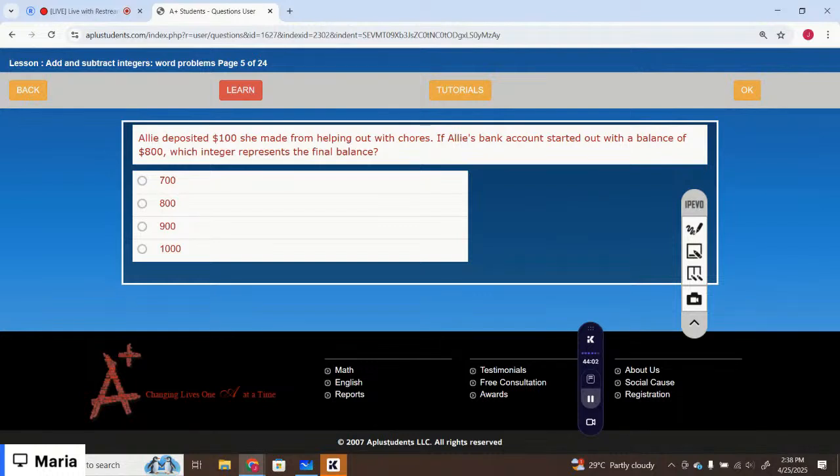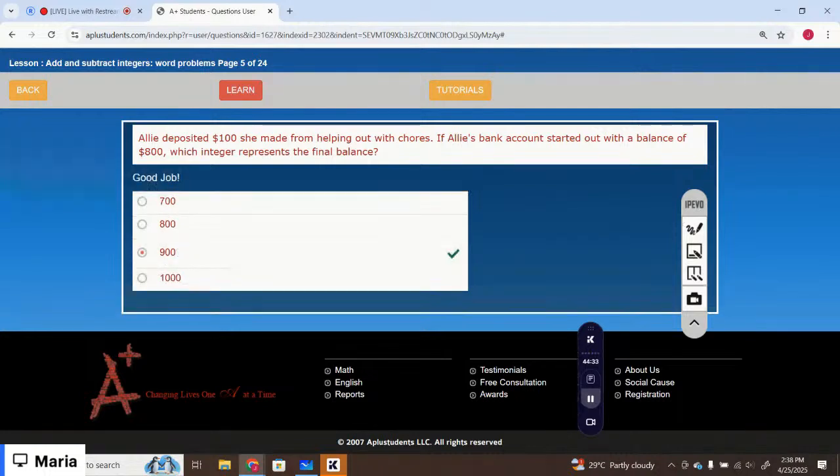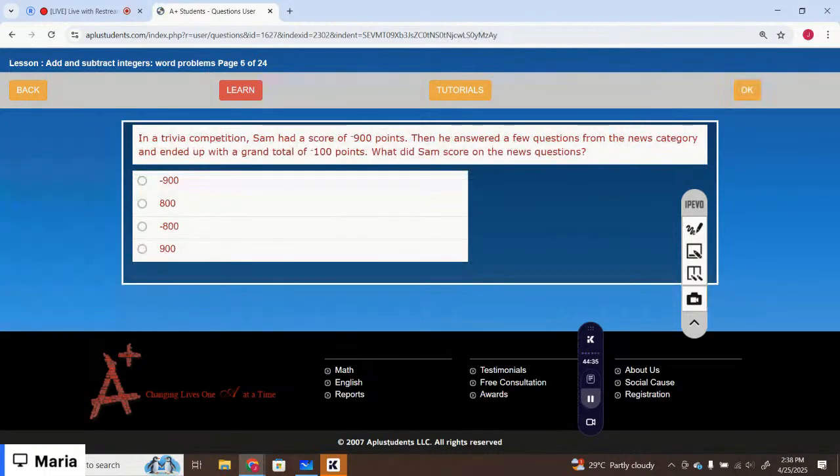Ali deposited $100 she made from helping out with chores. Ali's bank account started out with a balance of 800. Which integer represents the final balance? That is 900. Option number three is the correct option.